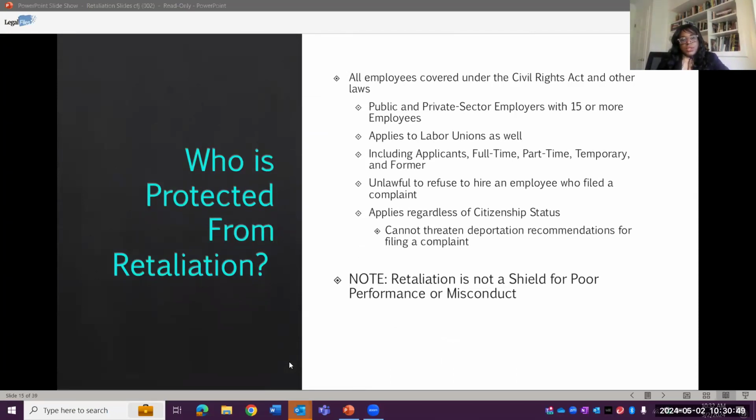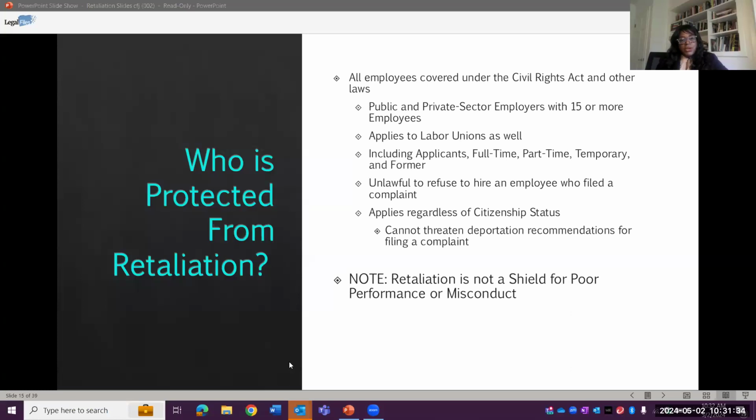Okay, and so then we want to know who is protected from retaliation. And basically all employees covered under the Civil Rights Act and its correlating state laws and the other federal laws previously mentioned are at play when you talk about who's protected. Both public and private sector employers with 15 or more employees are prohibited from retaliating. Protection from retaliation also applies to labor unions as well. So the prohibition against retaliation includes applicants, full-time, part-time, temporary, and former employees also.